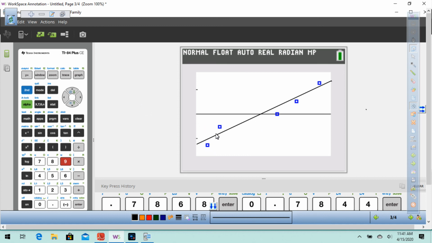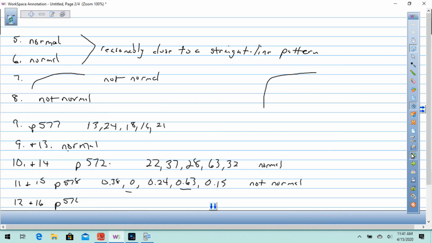Let's see, one below, one above, two below, one above. I think I'm going to go with normal. I did not see a pattern. It wasn't super straight, but it was reasonably close.